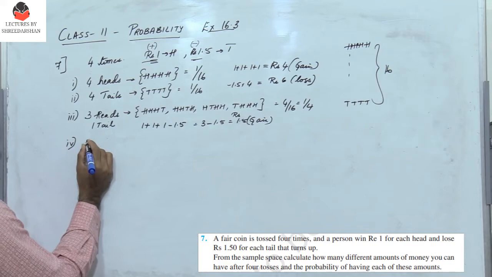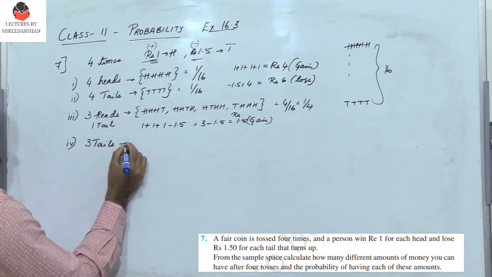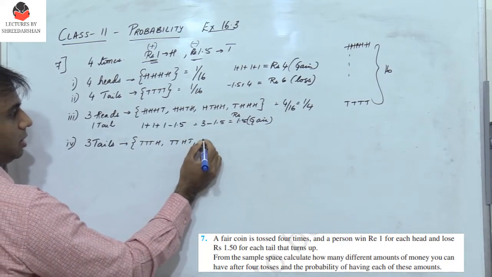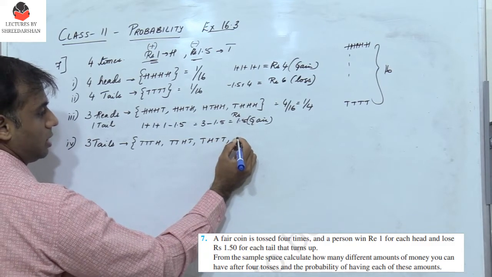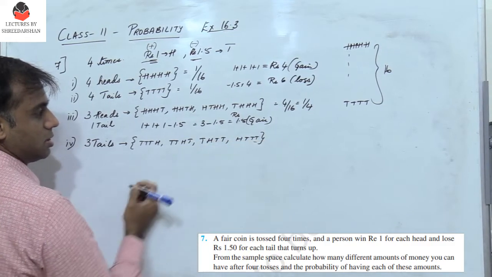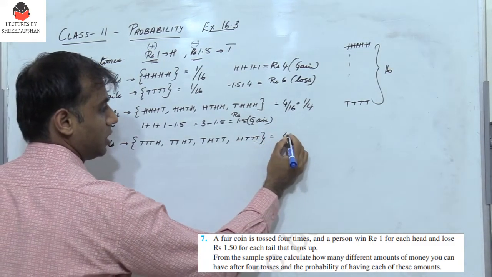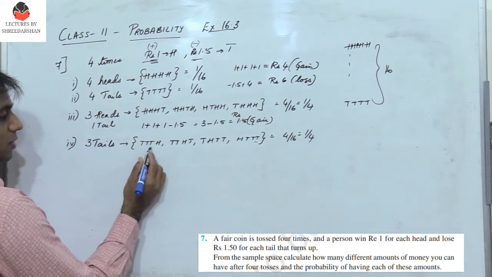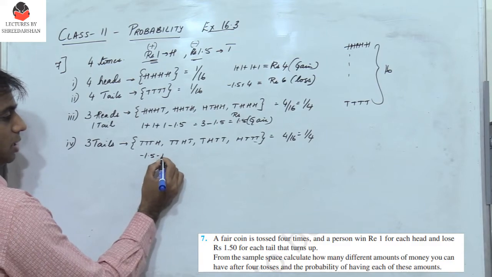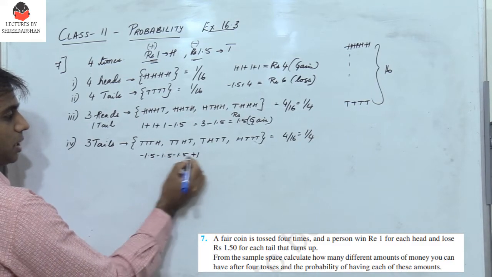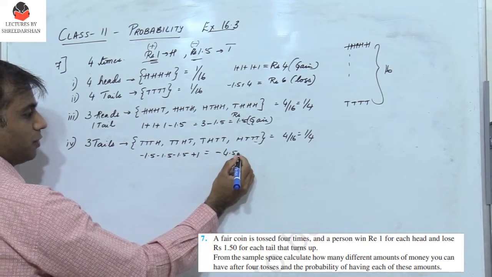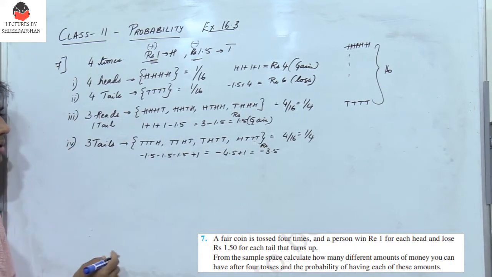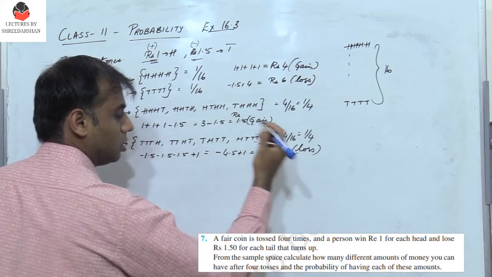Similarly, I have 3 tails. So you have 3 tails and a head. Tail, tail, head, tail. Tail, head, tail, tail. And a head, tail, tail, tail. Right? So again you have 4 possibilities, 4 by 16, and the probability is 1 by 4. So how do I calculate? Since I have 3 tails, the loss is 1.5 minus 1.5 minus 1.5 plus 1. So this is going to be minus 4.5 plus 1, which is minus 3.5 rupees. Or I can say that there is a loss of 3.5 rupees.